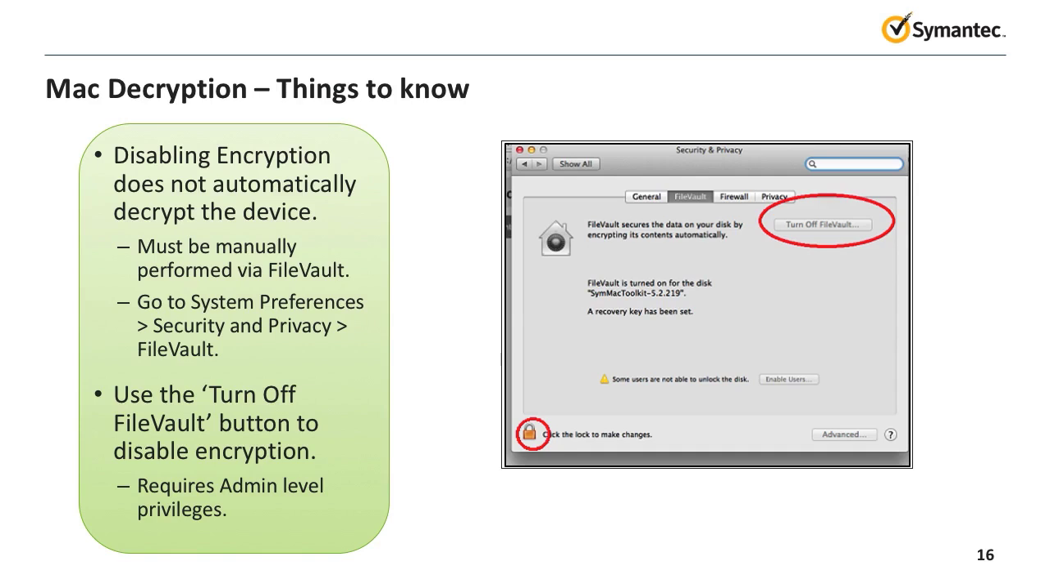For the Mac operating system only, disabling encryption does not automatically decrypt the device. This needs to be manually performed via File Vault, which can be accessed in System Preferences, Security and Privacy, File Vault. Use the Turn Off File Vault button to disable encryption. This requires administrator-level privileges to unlock and execute.